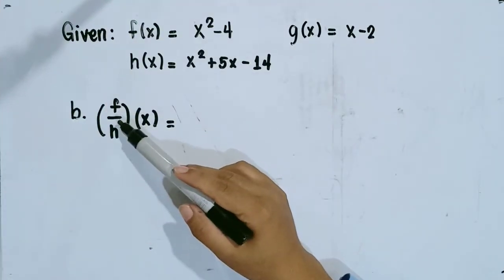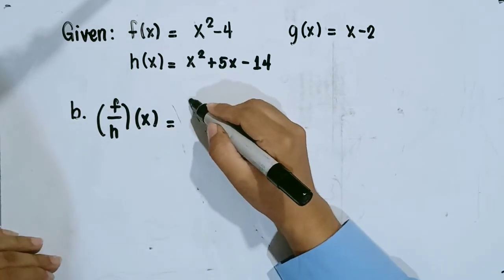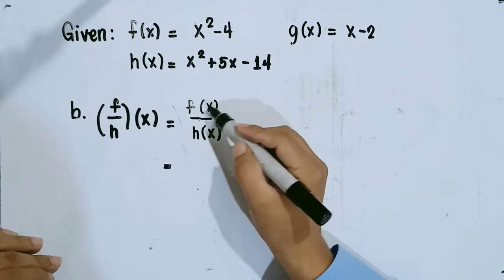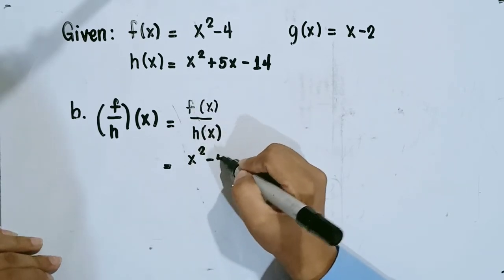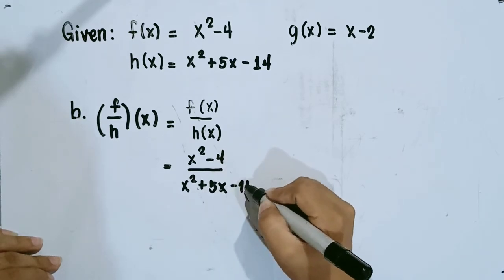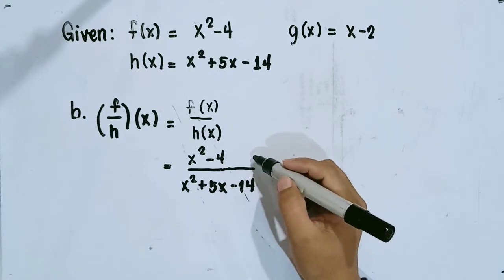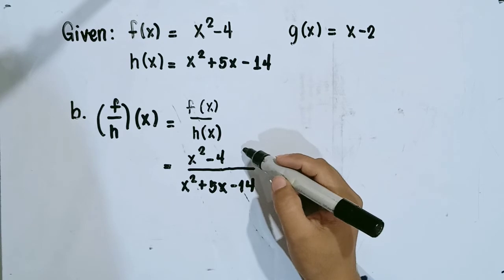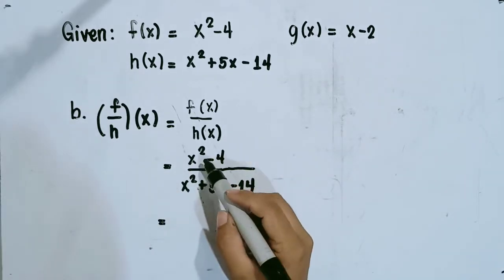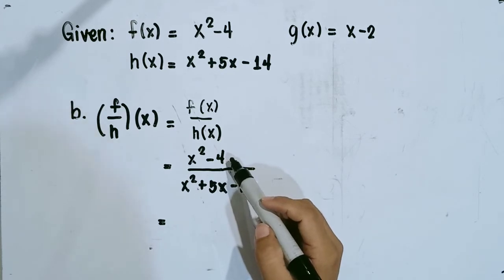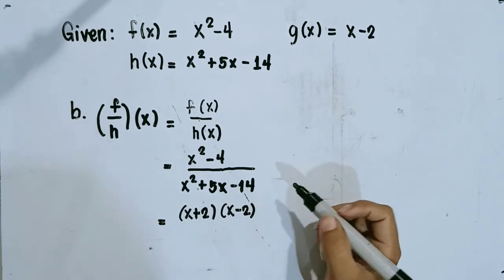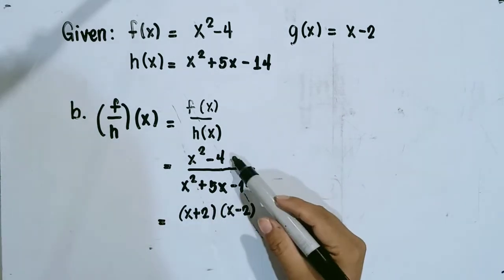Next example, we have f divided by h of x. So we will expand. We have f of x over h of x. So next step, substitute. Our f of x is x squared minus 4 over our h of x is x squared plus 5x minus 14. Next step is to check if it is already in the simplest form by getting the factors of both the numerator and the denominator, because these are both quadratic functions. So they have factors. So factors of x squared minus 4, since this is sum and difference, we can just have it directly as x plus 2 and x minus 2. It is because if we multiply x plus 2 by x minus 2, the result is x squared minus 4.